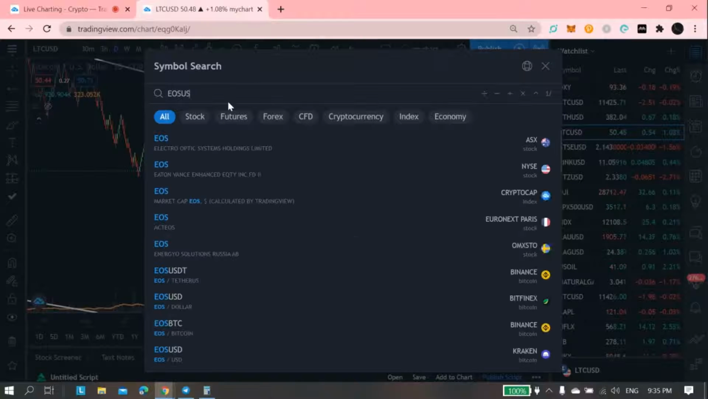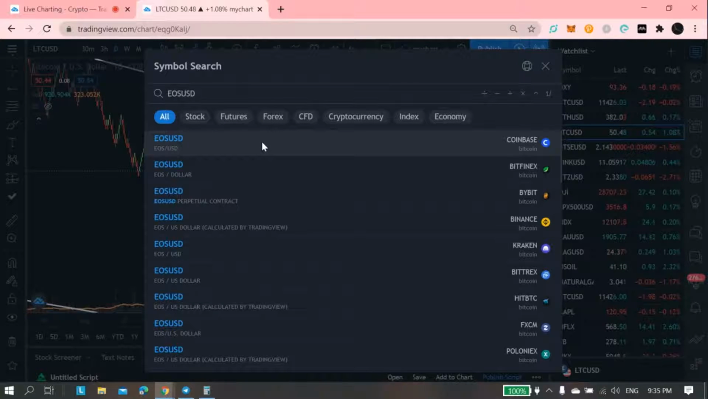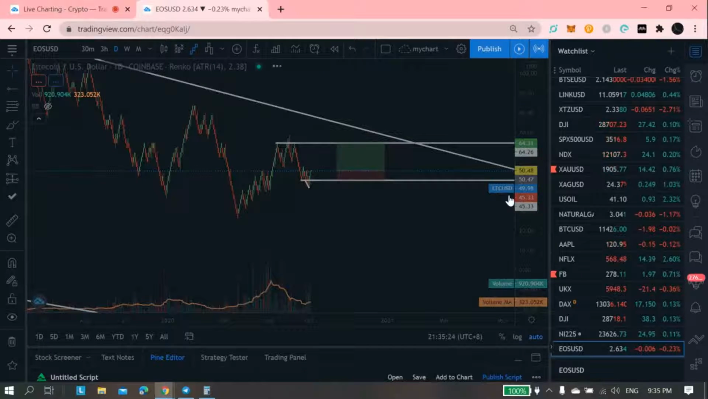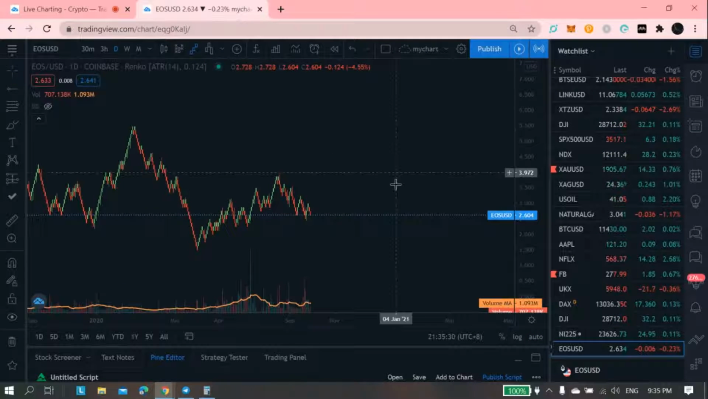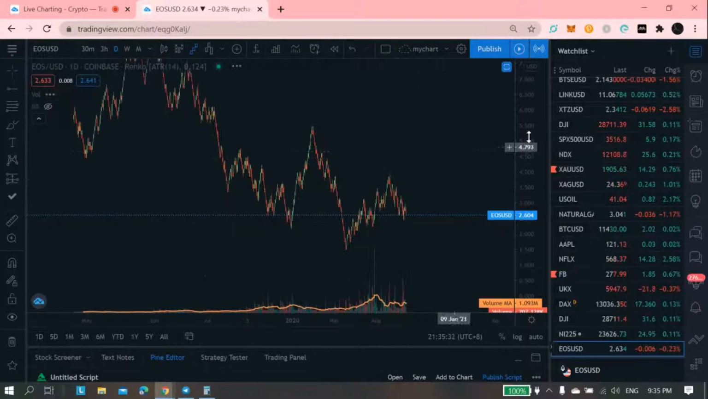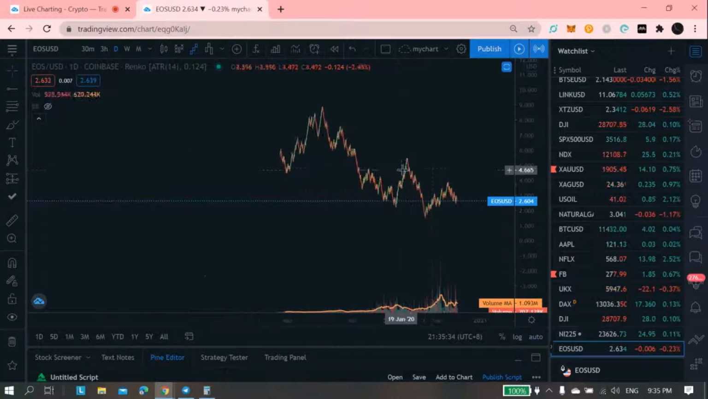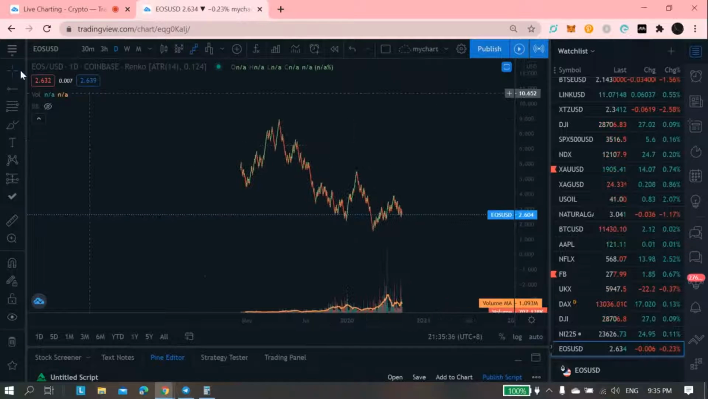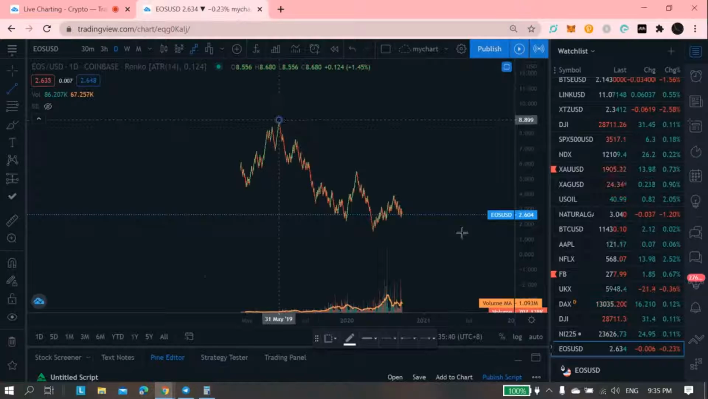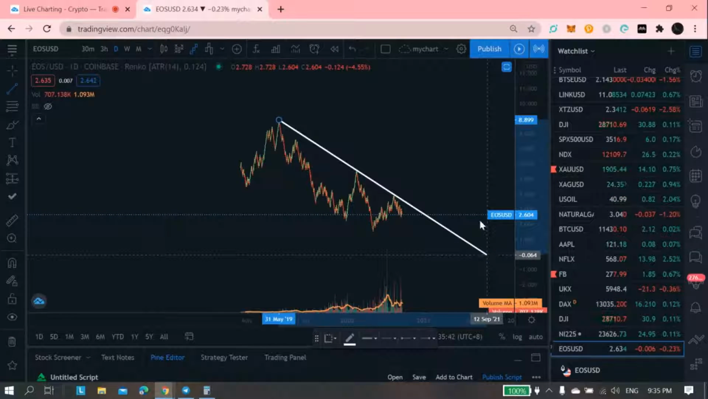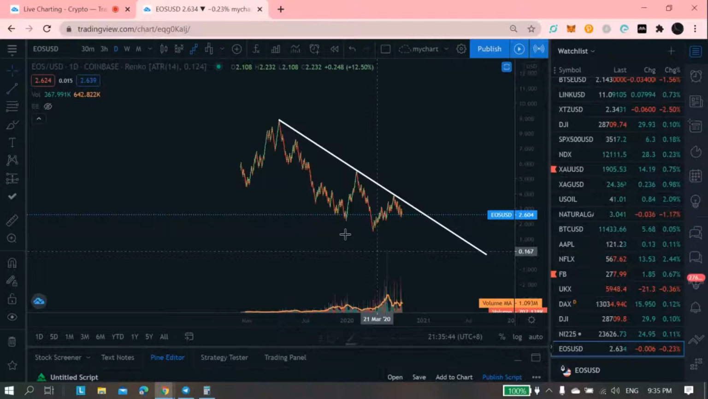Next is EOS USD. So let's also use Coinbase. If you see, it's still on a downtrend. So let's see. If you look at it, it's a long-term downtrend.